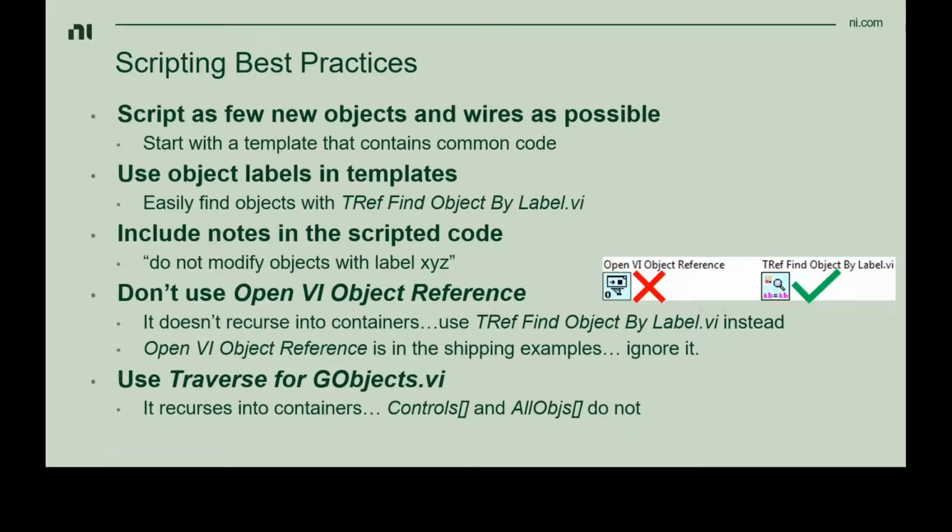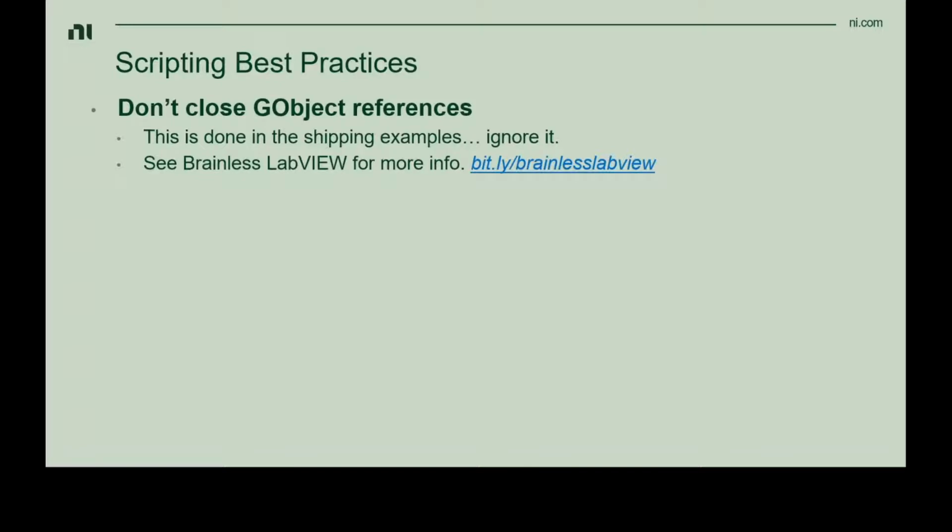And that's when you want to use the Traverse for GObjects VI to find those nested objects. A few more best practices for scripting. You don't need to call the Close Reference function on anything that inherits from GObject. It's literally just wasting space on your block diagram. LabVIEW does not close GObject references, even if you wire them to the Close Reference function.